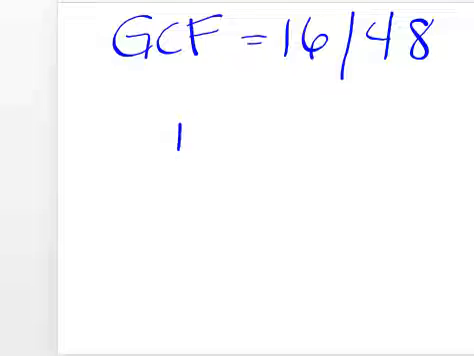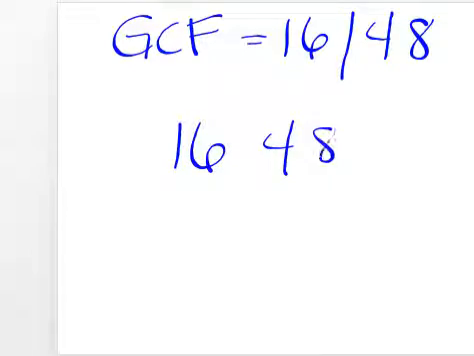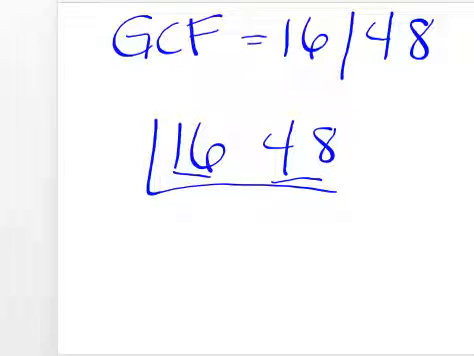Okay, so I chose to use the ladder for this, and I'm asking myself, okay, all the numbers I can count by to arrive at 16, and all the numbers I can count by to arrive at 48, what's the biggest one that I can count by to arrive at both of those numbers? Well, I'm noticing that both of them are even, so they both divide by 2, so I'm going to start there. 16 divided by 2 is 8, and 48 divided by 2 is 24.